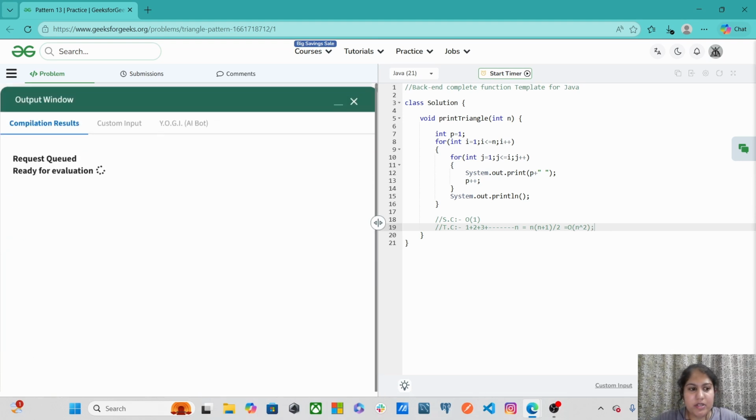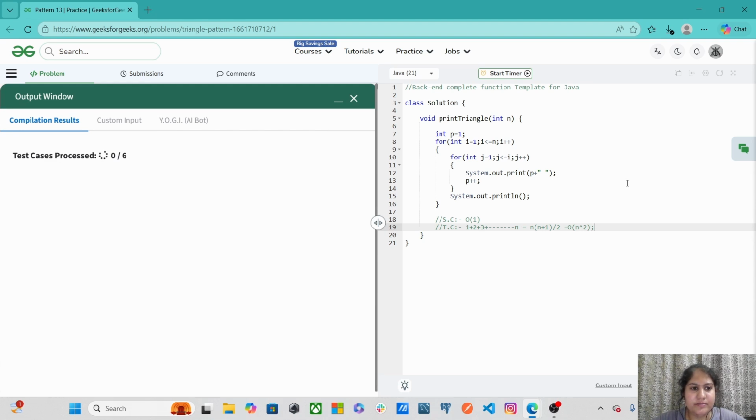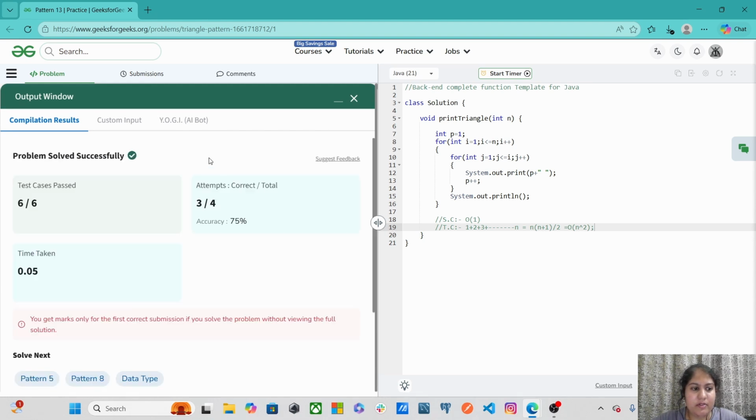Let's try to submit it. Yeah, it is working absolutely fine. You will get marks if you are submitting it for the first time.